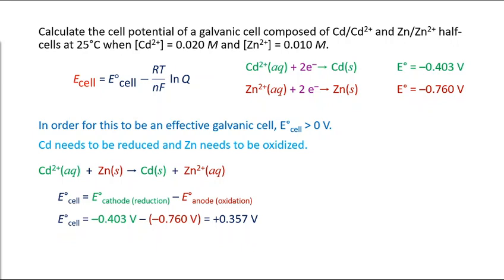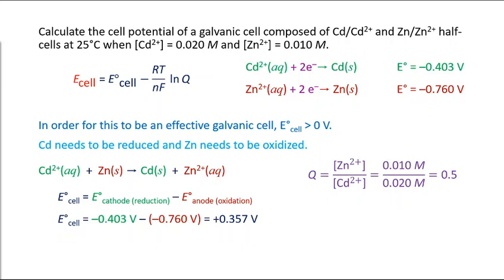Q hasn't changed in definition. Q is still going to be your products divided by your reactants. But the great thing about this problem, the way it's set up, is you usually leave out pure liquids and solids out of your quotient equation. And so here, cadmium solid is going to be left out. Zinc solid is going to be left out. And so your Q simply becomes your zinc ion concentration over your cadmium ion concentration.